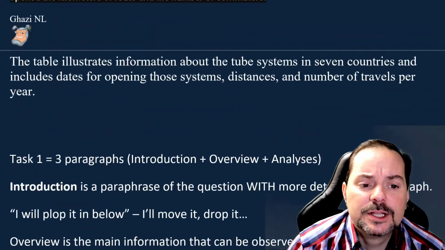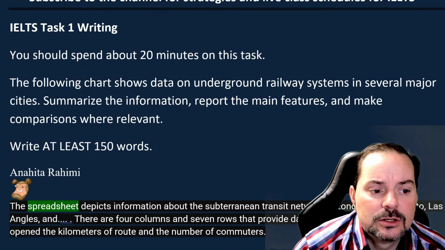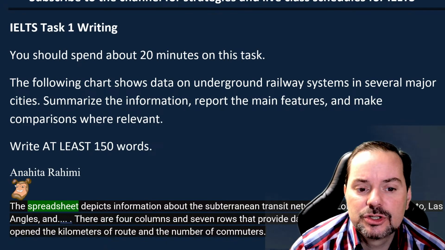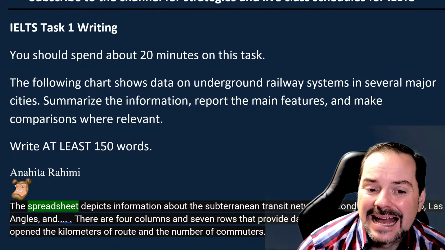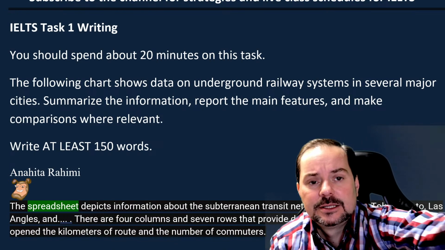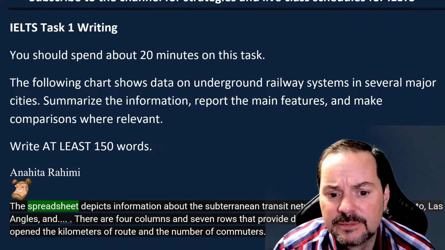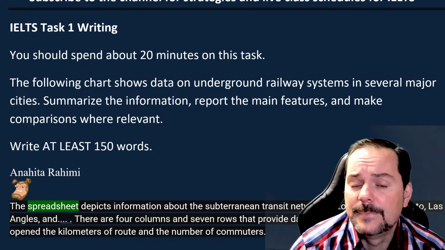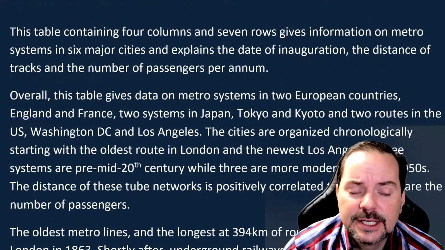Here we go, everyone. For those who are just joining in late, let's take a look here. IELTS Task 1 Writing. You should spend about 20 minutes on this task. The following chart shows data on underground railway systems in several major cities. Summarize the information, report the main features, make comparisons where relevant. Here we go. Let's take a look.